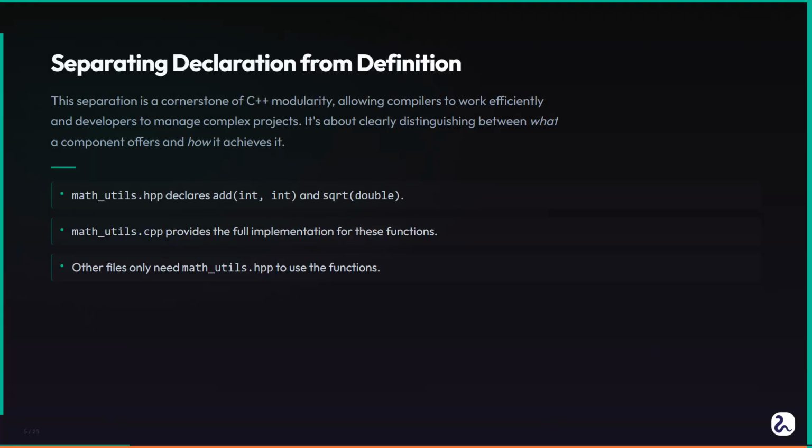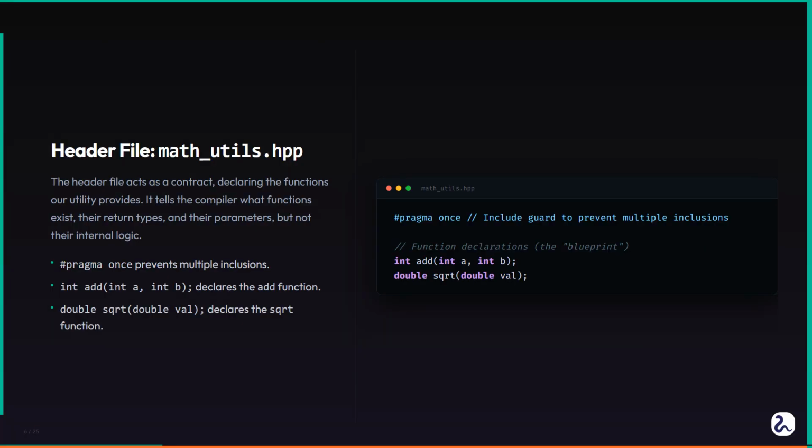Let's look at a concrete example. Imagine we're building a simple math utility. We'll need a way to declare our functions and then define them. I'll show you the header file first. Here's our math_utils.hpp header file. The first line, #pragma once, is an include guard, which we'll discuss in detail shortly.